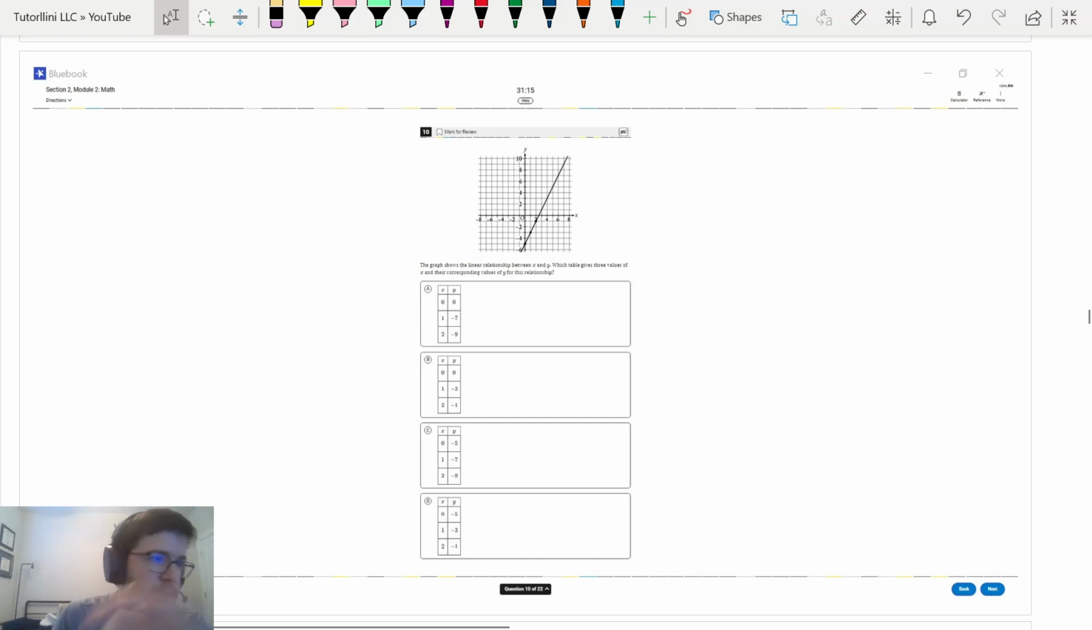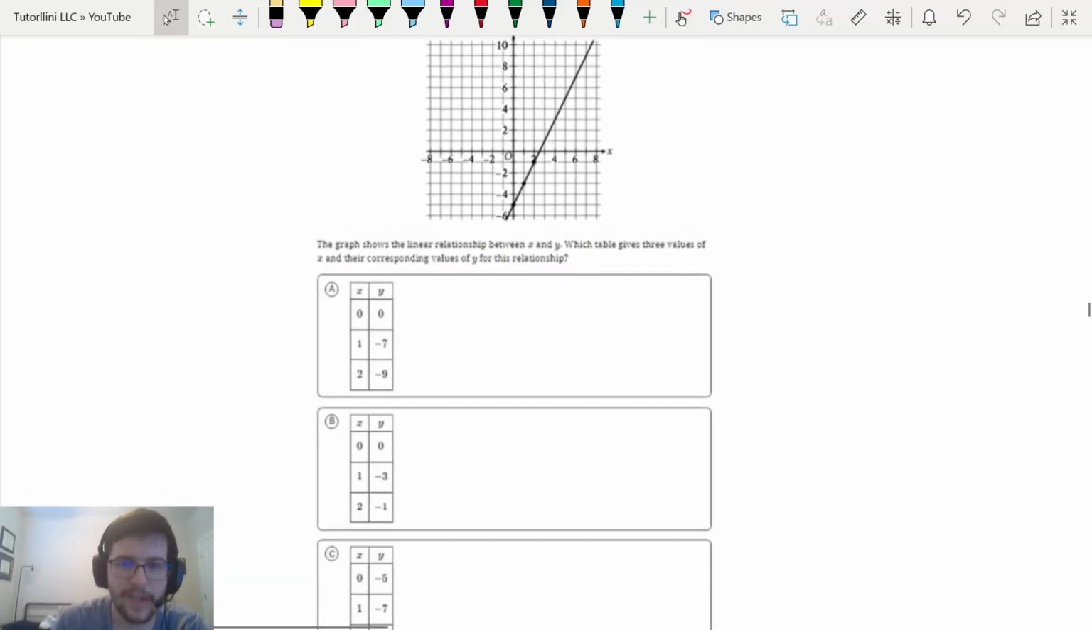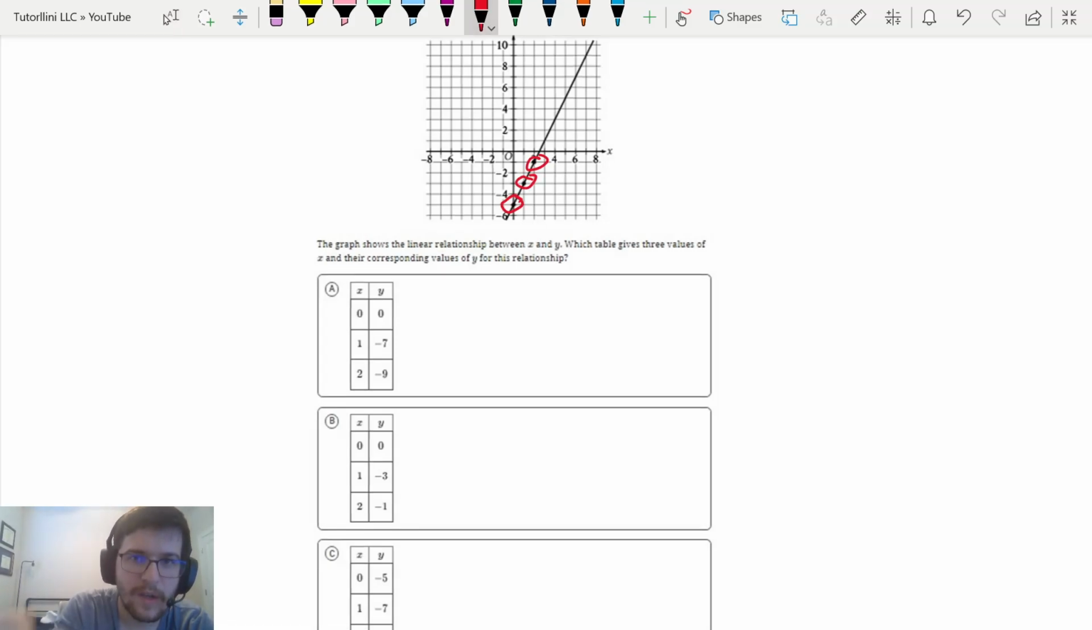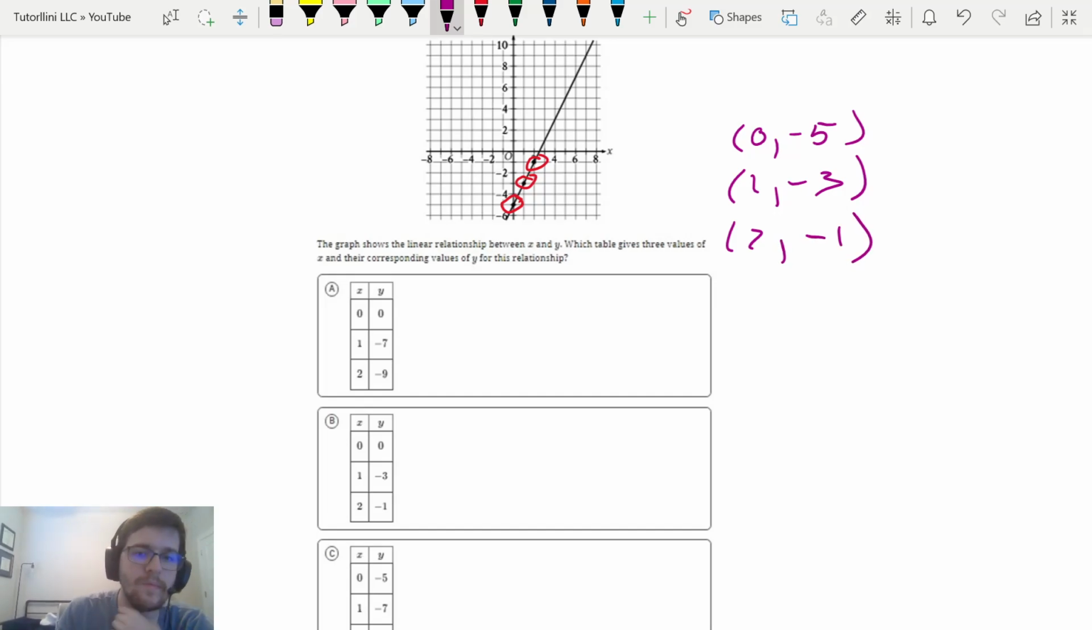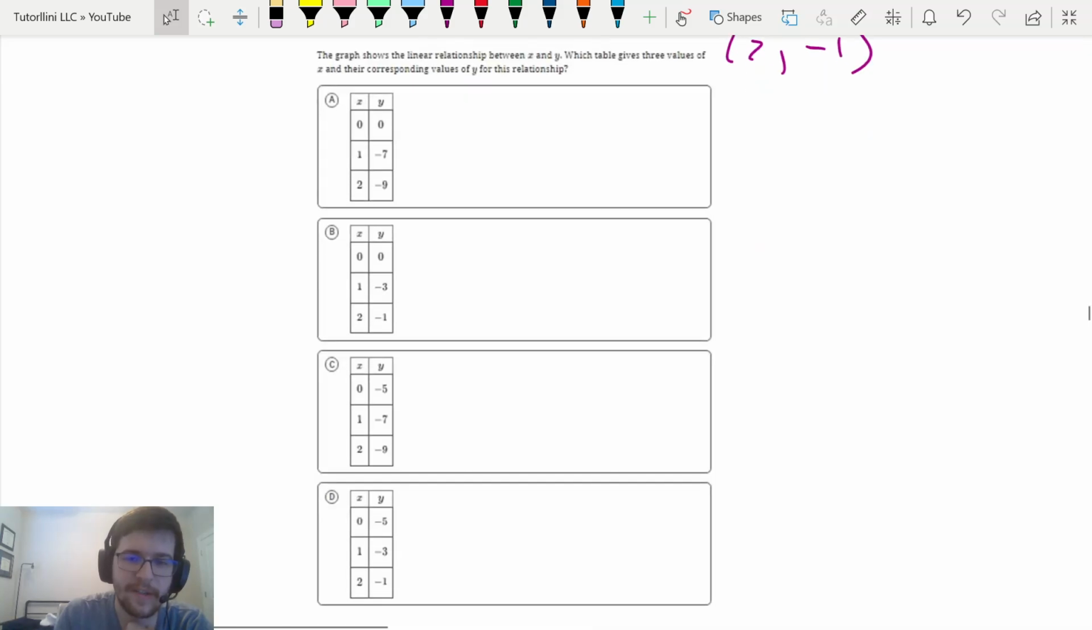Okay, so you see those 3 dots? So I'm going to circle those, and I'm going to write them down. So we have 0, negative 5, 1, negative 3, and 2, negative 1. Okay, now let's see which one has those. Oh, it's D. Yep. All right, that's it.